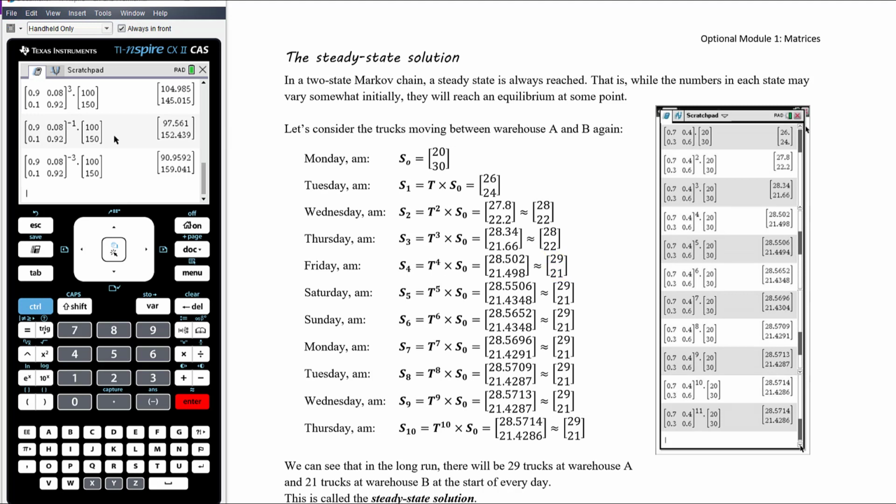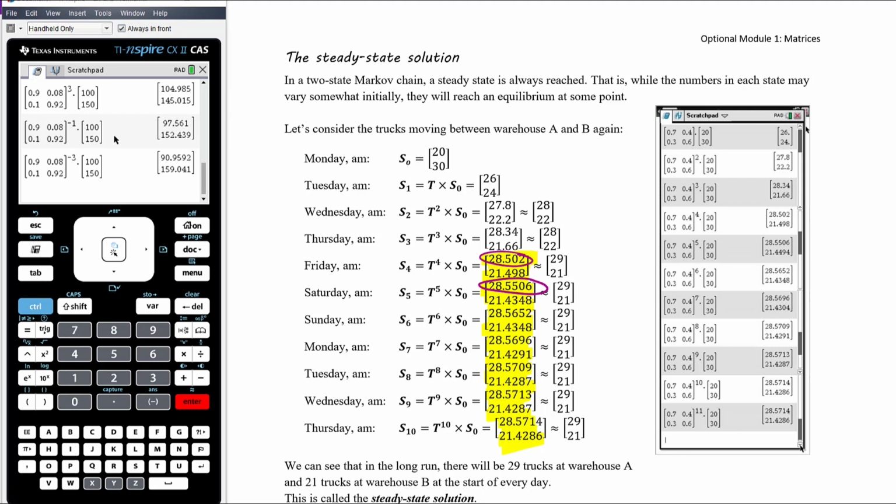Stage 5, still 29 and 21. Stage 6, still 29 and 21. You can see if we actually look at the unrounded decimal values, they're rounding to 29 and 21, but they're not exactly 29 and 21. But what you'll see is they are getting more the same. So this decimal here is not the same as this decimal here, so there's still a bit of change happening, but to the nearest whole number they're the same.